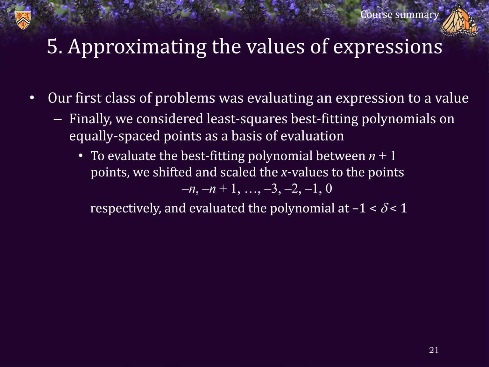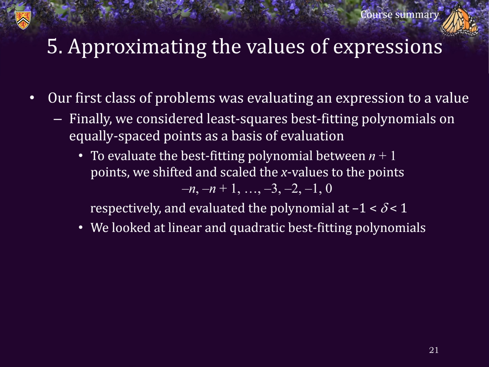Now, to evaluate the best fitting polynomial between n plus 1 points, assuming that these have been read and are mostly historic, with the most recent point being the most recent value, we shifted and scaled the x values so that they lined up to the points -n all the way up to 0, respectively, and then we evaluated the polynomial at some value delta between -1 and 1. Between -1 and 0 was if we were estimating a value that had occurred in the last time interval, and a value of delta between 0 and 1 meant we were extrapolating into the future what a potential value may be one time step into the future.